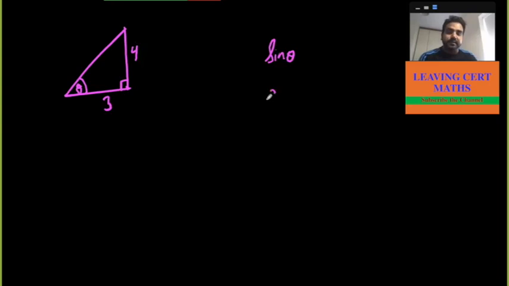Now, let's start one question so that we can revise all the concepts. Let's say this is a right angle triangle, and let's say this is theta. Let's say this side is 4 and this is 3. Can you find sine theta, cos theta, and tan theta? Try it.